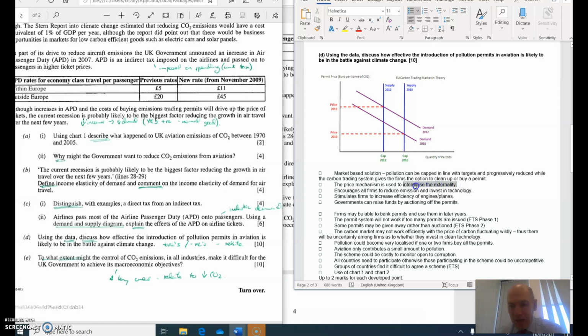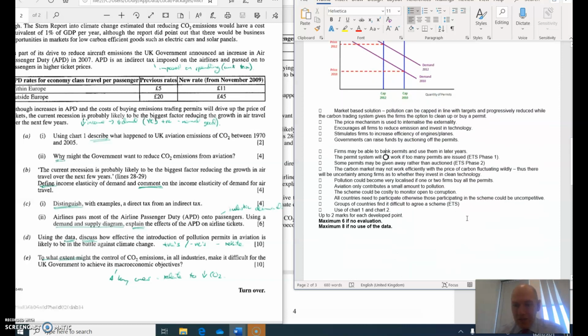Okay, now in terms of explaining how effective this is, key points: pollution can be capped in line with targets. It can internalize the externality. It encourages all firms, clean or efficient or otherwise, to invest in new technology. It stimulates firms to increase efficiency of engines and planes.